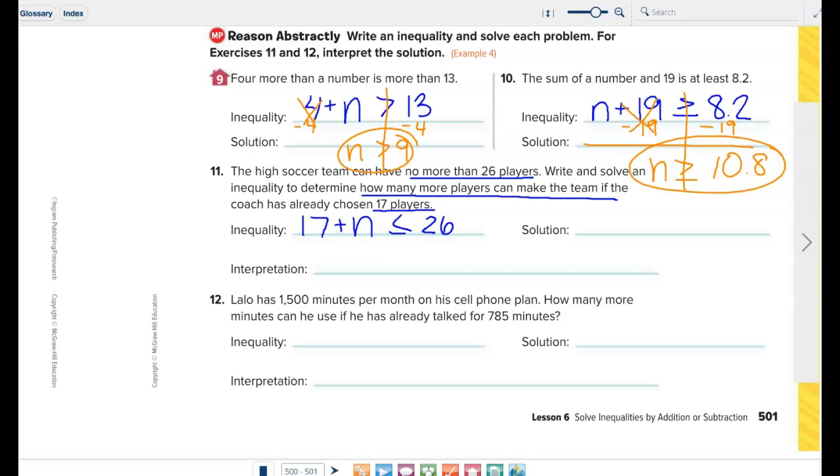No more than is also on that doodle chart that we made last week. All right, to solve it, I work on the side that has the variable, so I have a positive 17 with that. To get rid of it, I'm going to minus 17 or a negative 17. What you do to one side, you always do to the other. This makes a 0 pair. n is less than or equal to 26 minus 17 is 9. Here it says to interpret that solution. So if I was to interpret n is less than or equal to 9, I would say I could add 9 more players.